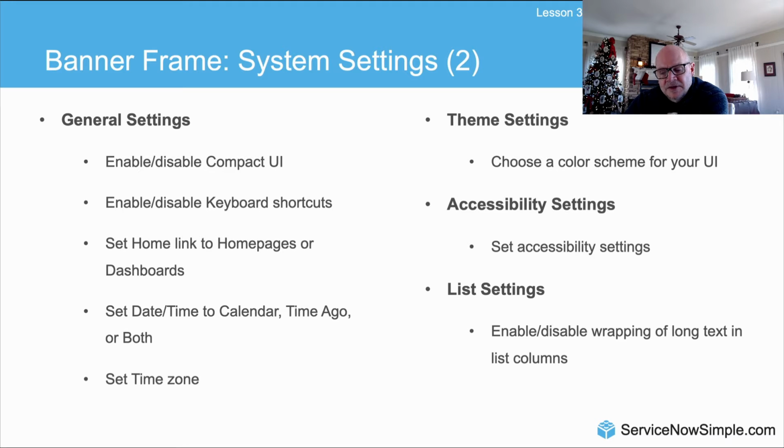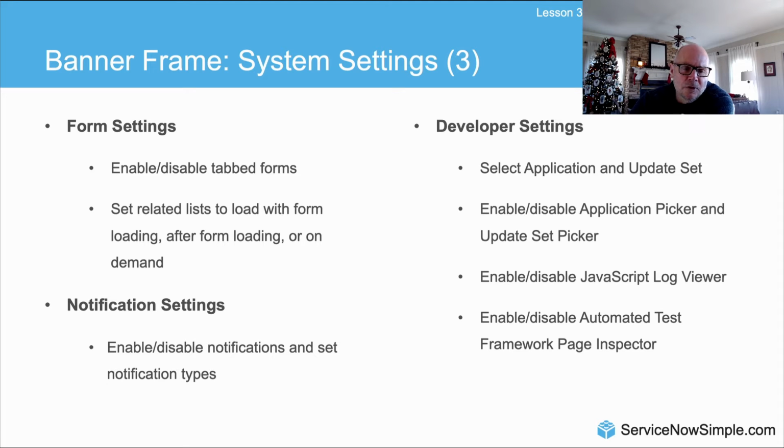Accessibility settings just allows you to set accessibility settings. Not going to spend a lot of time there. Just know that that's one of the tabs. That's one of the things you can do. And list settings. A lot of what you'll be seeing in ServiceNow will be lists of data, and you can set how you want those to look. For example, you can enable and disable the wrapping of long text in certain columns. That's list settings.